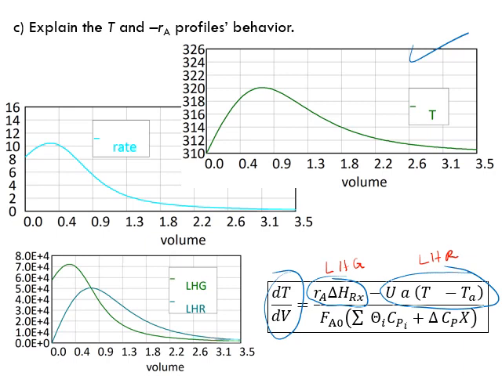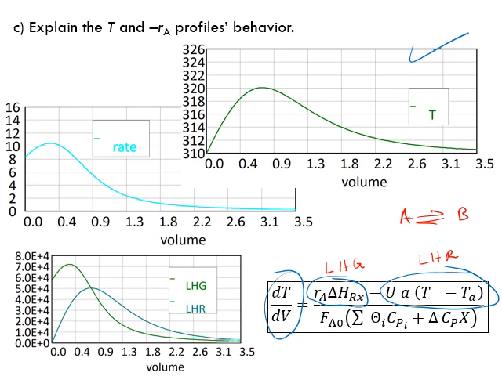Let's begin with the temperature profile. Initially at the beginning of the reactor, we have high concentration of A and low concentration of B. Remember, the reaction was A goes to B reversibly, and therefore the rate of reaction depends on both Ca and Cb. Higher Ca means higher rate of reaction, but higher Cb means lower rate of reaction.